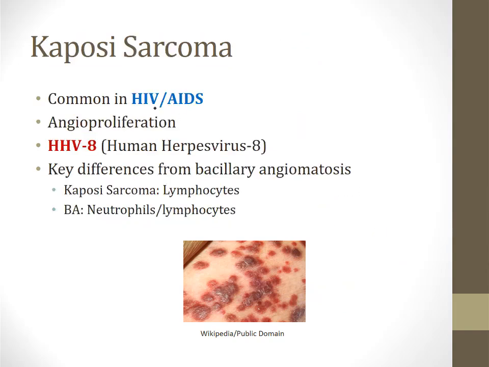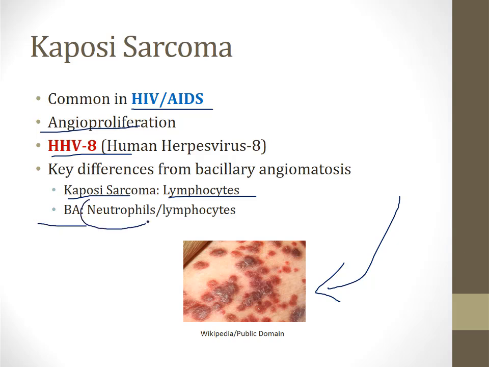Kaposi sarcoma also occurs in end-stage HIV and AIDS. It's caused by the virus HHV8, and this virus causes angioproliferation, especially in the skin, and that leads to a skin rash similar to the rash of bacillary angiomatosis. One of the key differences is on biopsy. So Kaposi sarcoma is a viral infection, so you tend to see lymphocytes. Bacillary angiomatosis is a bacterial infection, so you tend to see neutrophils as well as sometimes lymphocytes.